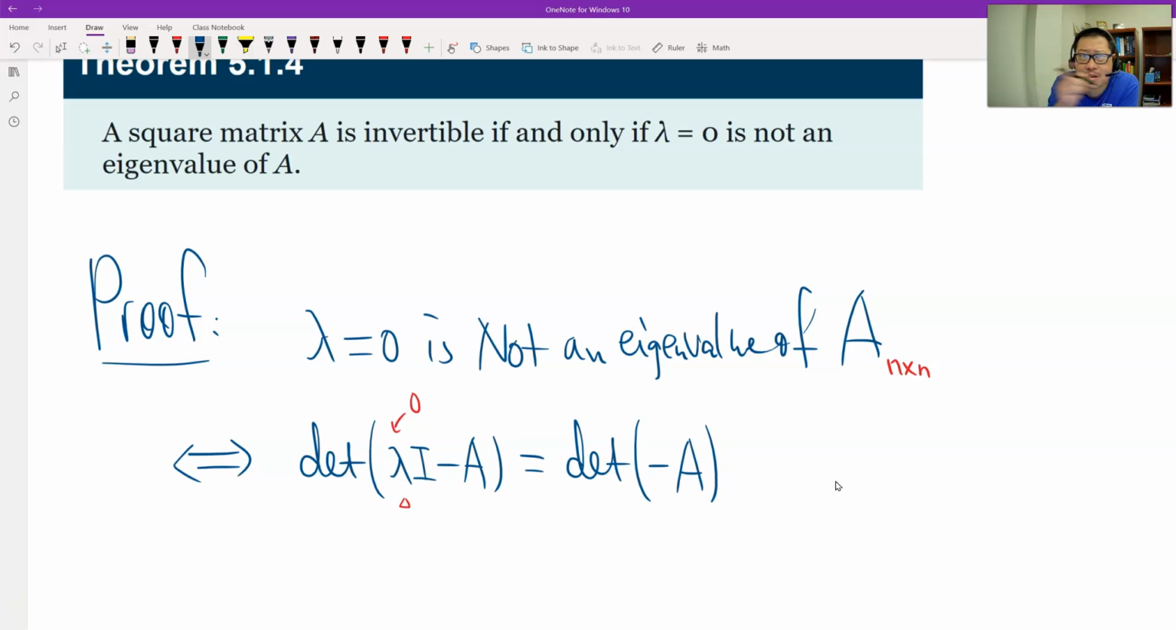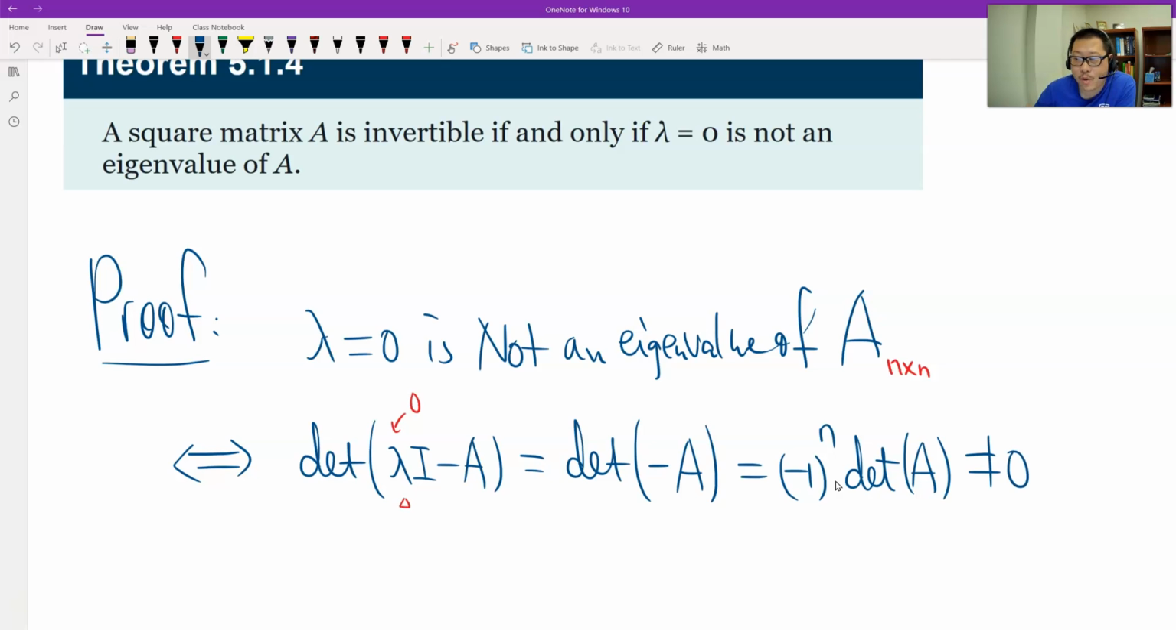Negative A means we have n rows, each negated. I can factor out the negative 1. Therefore, we have negative 1 raised to the nth power. A lot of negative 1 does not matter. So this is negative 1 to the n times determinant of A, and this is not 0.